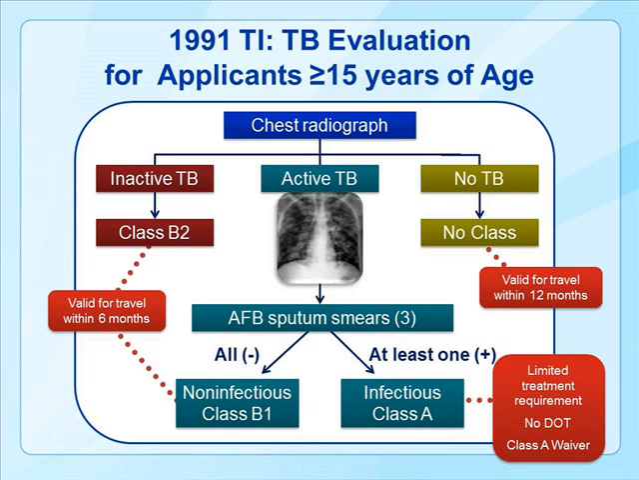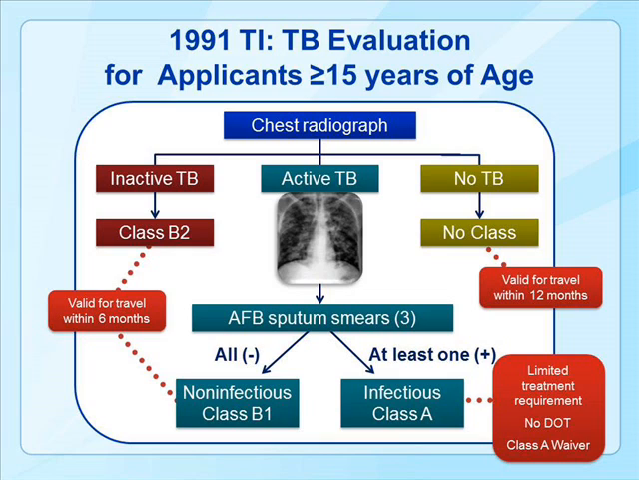And so a chest radiograph was performed, and based on the chest radiograph for those greater than or equal to 15 years of age, patients were either thought to have inactive TB, active TB, or no TB. And as we all know, it's very hard to tell inactive from active TB just by a radiograph. So at that time, if the physician screening the patient thought that the chest x-ray was consistent with inactive TB, the patient was given a Class B2 status, and this was valid for travel for 6 months.